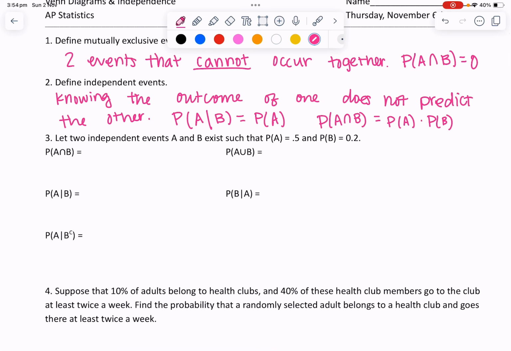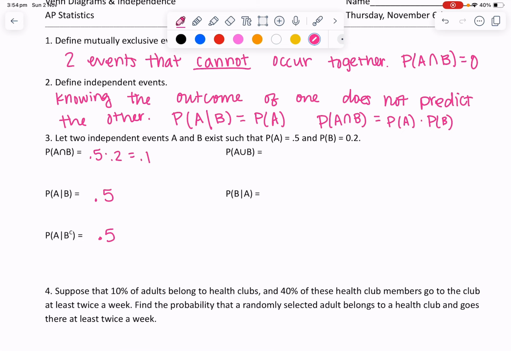2 independent events, A and B, exist such that the probability of A is 0.5, the probability of B is 0.2. So the probability of A and B, that's 0.5 times 0.2, which is 0.1. The probability of A given that B occurs, well, that still is just 0.5. Doesn't matter that B happened. The probability of A given that B complement occurs, it still is just 0.5.